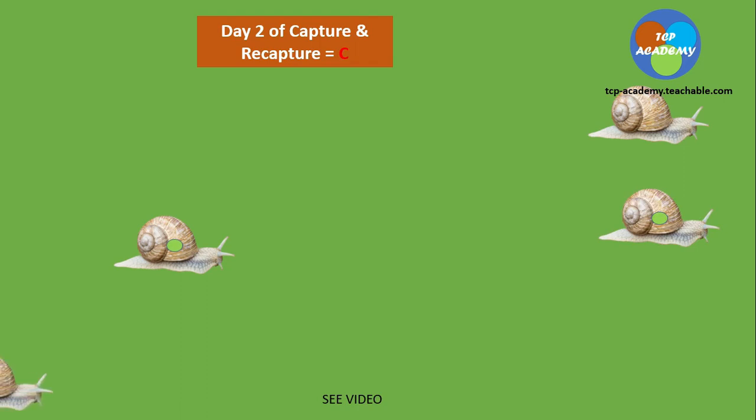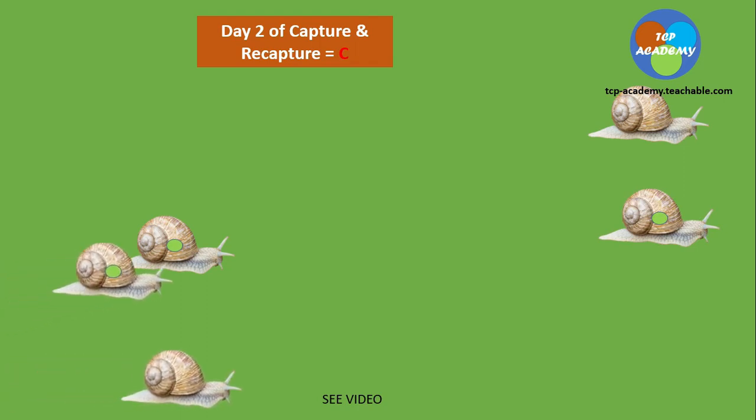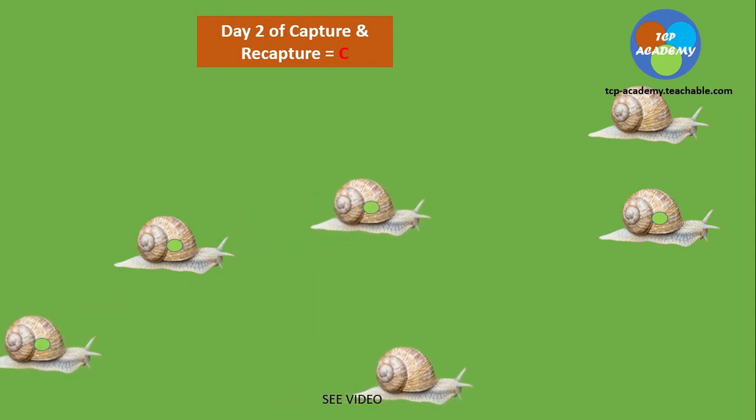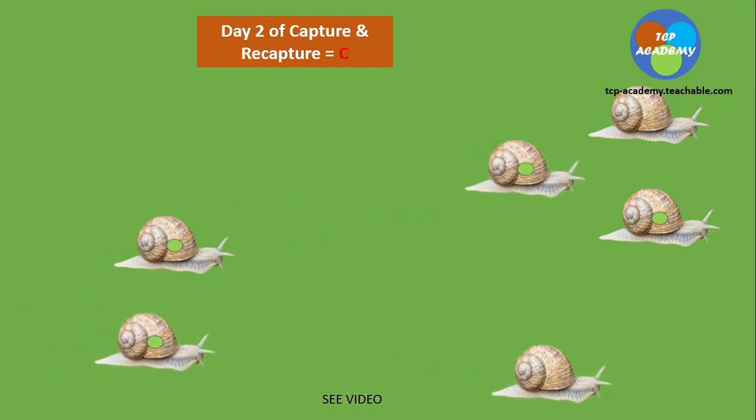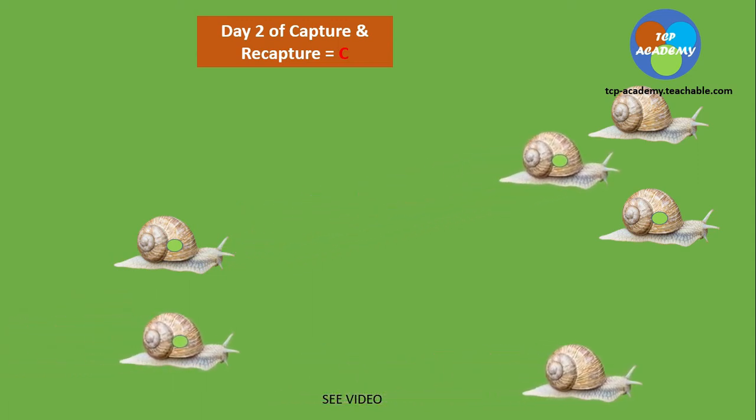So there we have 2 organisms that were recaptured, and another, a third, is on screen that is recaptured. A fourth is on screen, which is recaptured. How do we know? They all bear that green mark. And we also have two organisms that we're seeing for the first time.